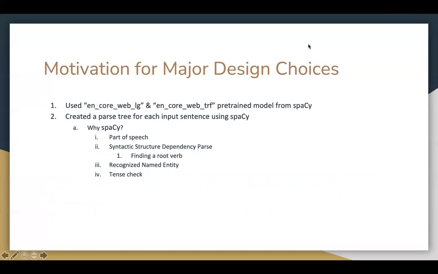From now on, I'll briefly describe the major design choices that we made for our question generating and answering system. Our model used two pre-trained models from spaCy to create a dependency parse tree that describes the syntactic structure of each input sentence. By creating it, we checked the part of speech for each sentence, found the root verb, recognized named entities, and checked the tense of the root verb.